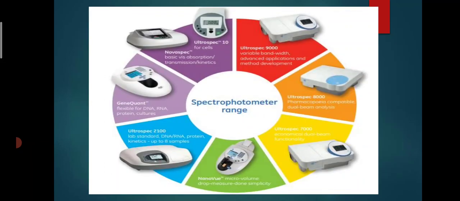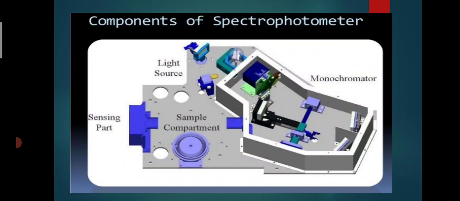Before that, we see the spectrometer range. Here we see that spectrometers have different ranges of types. First the Ultrospec 9000, with variable bandwidth, advanced applications and method development, and the Ultrospec 8000, with pharmacopoeia compatible dual beam analysis. These are the spectrometers used in several applications. Several ranges of spectrometers are available in the market. These are the components of the spectrometer.